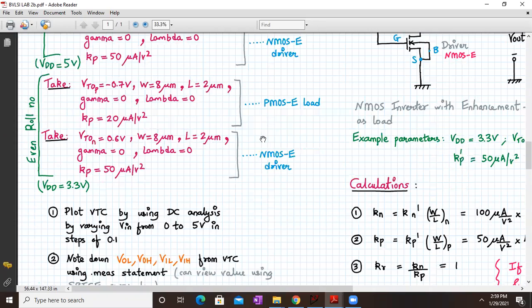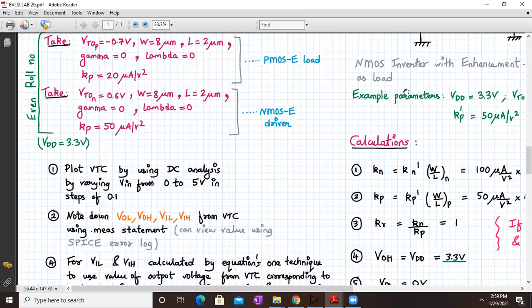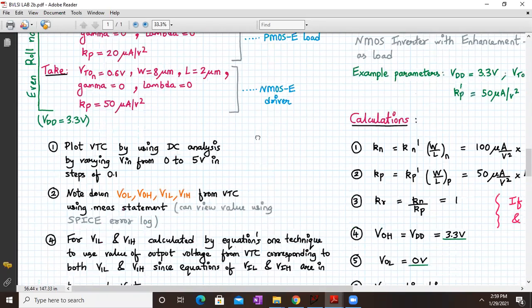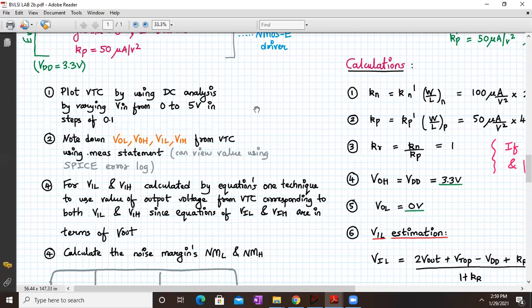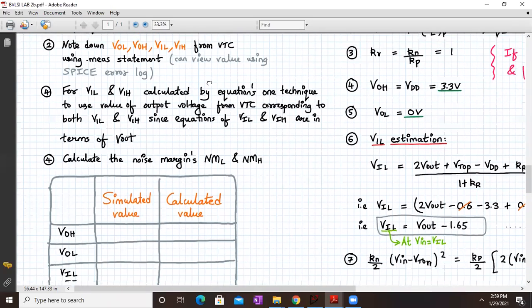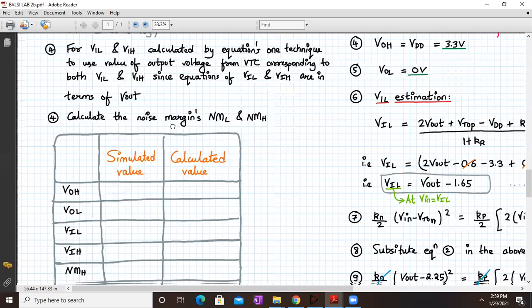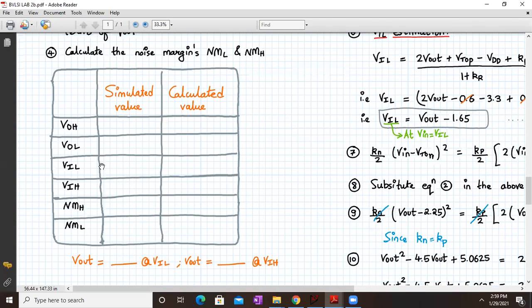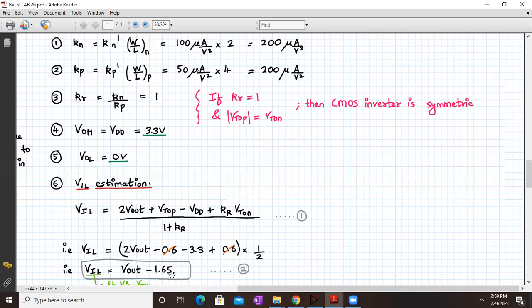First, we have to plot the VTC curve by using the DC analysis. So we have to vary the Vin. Same procedure is there. We have to note down the VOH, VOL and everything, but over here we have to calculate these values: VOH, VOL, VIL and VIH with the formulas also. So we will see one sample calculation also quickly.